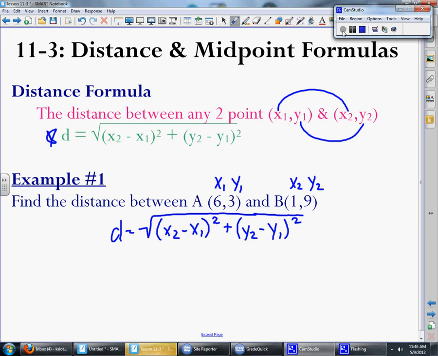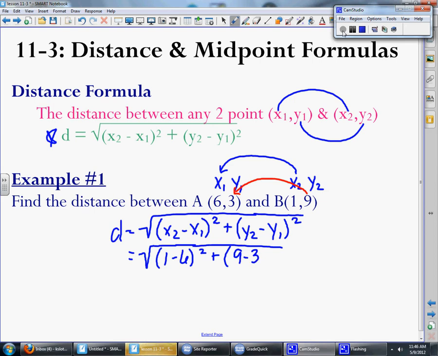And I'm just going to plug the numbers into the formula. So the distance is equal to x2, which is 1 minus 3 squared. Oh, not 3. I need to be careful, that's why I should probably draw arrows. 1 minus 6 squared plus, and then I'm going to subtract 3 from 9. So then I have 9 minus 3 squared. So I find the difference.